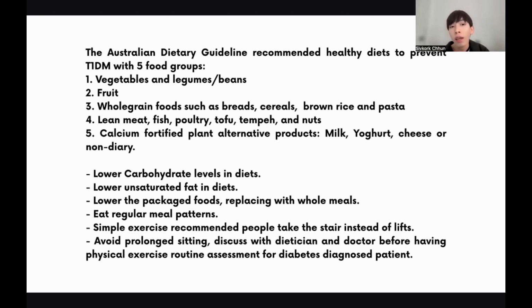Brown rice can reduce carbohydrate and glucose contained in carbohydrate. So brown rice is recommended, and pasta. Group 4, lean meat, fish, poultry, tofu, tempeh, and nuts. Group 5, calcium fortified plant alternative products including milk, yogurt, cheese, and non-dairy. So ensure lower carbohydrate levels in diets.